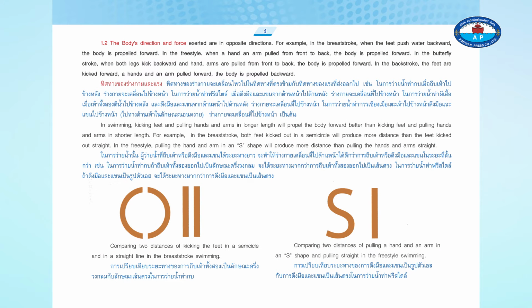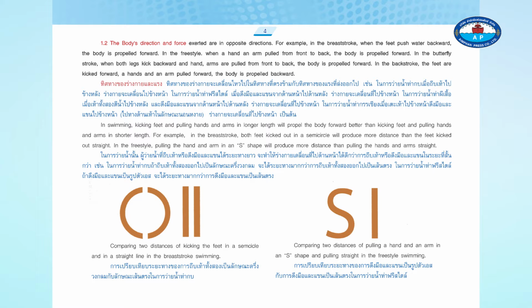Page 4. 1.2. The body's direction and force exerted are in opposite directions. For example, in the breaststroke, when the feet push water backward, the body is propelled forward. In the freestyle, when a hand and an arm are pulled from front to back, the body is propelled forward. In the butterfly stroke, when both legs kick backward and hands, arms are pulled from front to back, the body is propelled forward. In the backstroke, the feet are kicked forward, the hands and arms are pulled forward, the body is propelled backward.